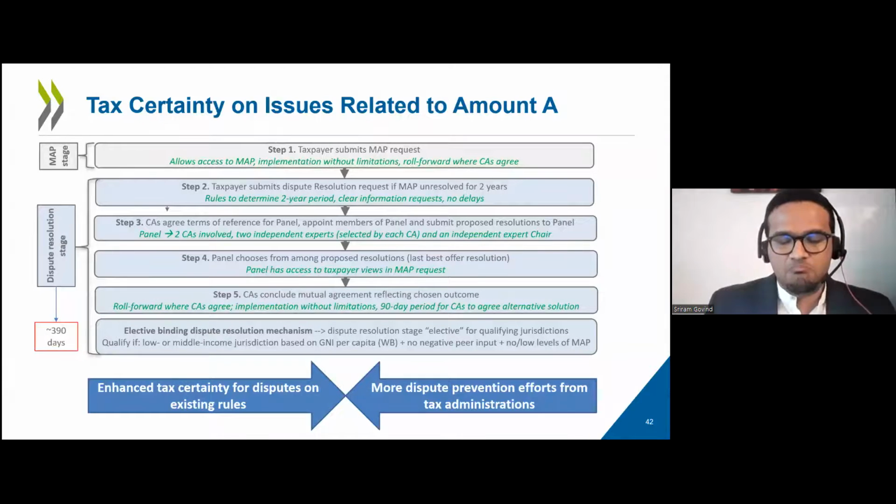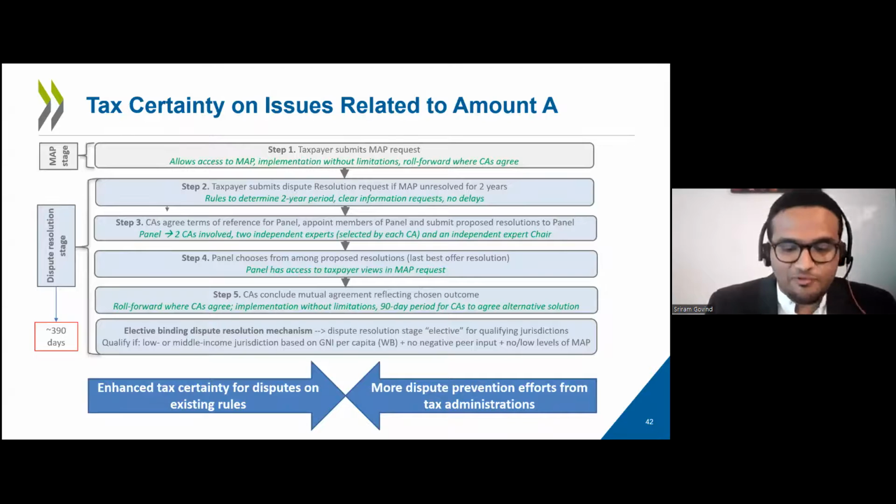So moving on from the MAP to the dispute resolution stage, the dispute resolution stage starts with an M&E request if a MAP case, either under the MLC MAP provision, which I mentioned in step 1, or a treaty MAP provision that does not already have mandatory binding dispute resolution. If that MAP case is unresolved for 2 years, then the taxpayer would submit that dispute resolution request, which starts the dispute resolution stage. Important to note that we have rules to ensure that the 2-year period starts without delays and rules for clear information requests, etc.